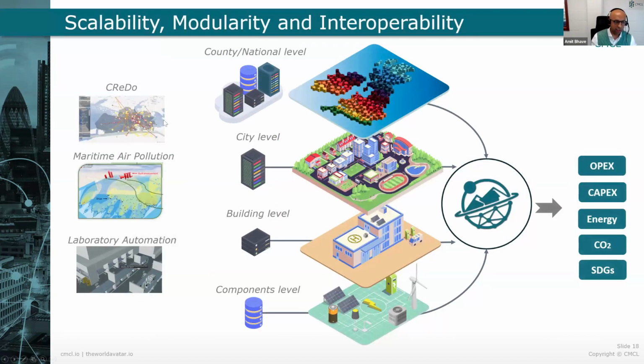So starting with CReDo as a regional digital twin, then a port city for the maritime air quality, and finally lab automation. Many of these, we look at it very much Lego-like, as I said, in a modular hierarchical way. And the aim is always to have a better world around us. So either to reduce the costs, then at the same time to reduce our energy carbon footprint, while doing that, to attain clear goals, such as in this case, UN Sustainable Development Goals.